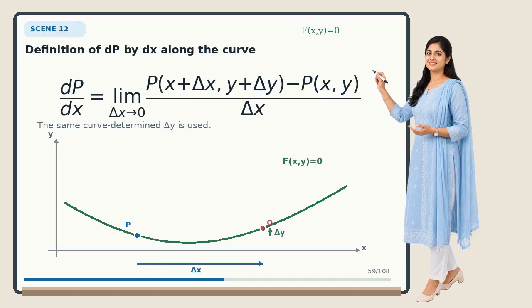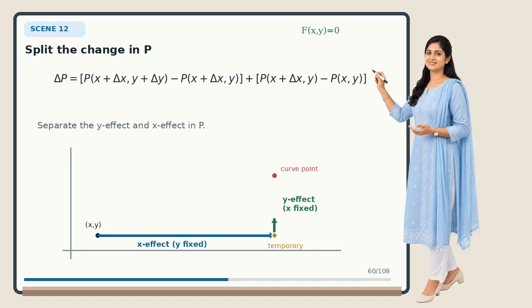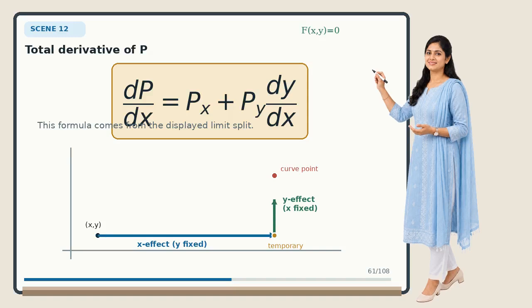Do not use the chain rule blindly. By definition, dp by dx compares p at two nearby curve points, so both coordinates change. Add and subtract p of x plus delta x comma y. This is exactly the same two coordinate split used earlier for f. After dividing by delta x, multiplying and dividing the y part by delta y, and taking the limits, we get p sub x plus p sub y times dy by dx.